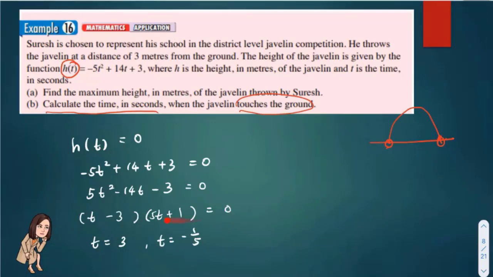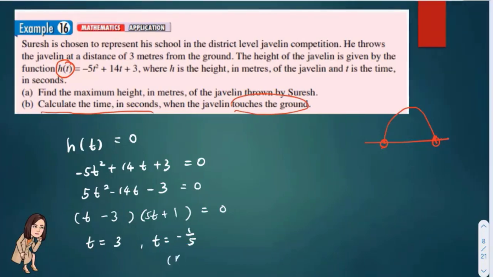Remember, tunjukkan langkah kerja dengan betul. So T equals negative 3, can this be included? No, right? Masa tak mungkin negatif kan? So you can mention here that you reject it. Rejected. So that means T, when the javelin touches the ground, is 3 seconds.